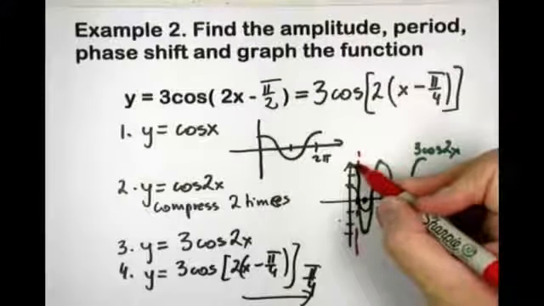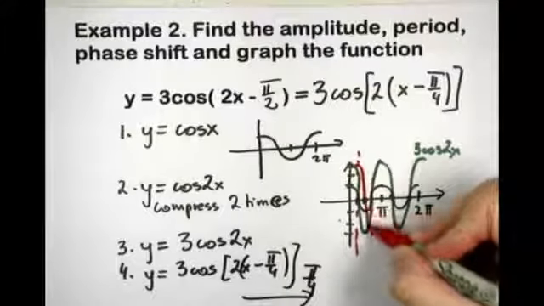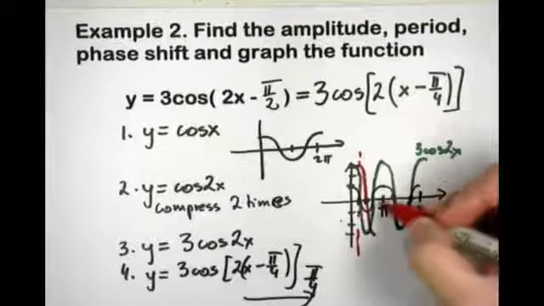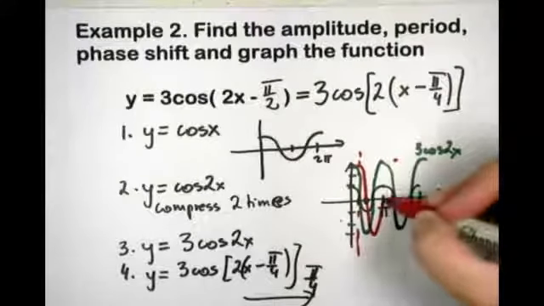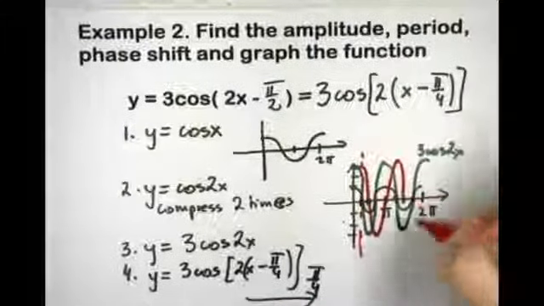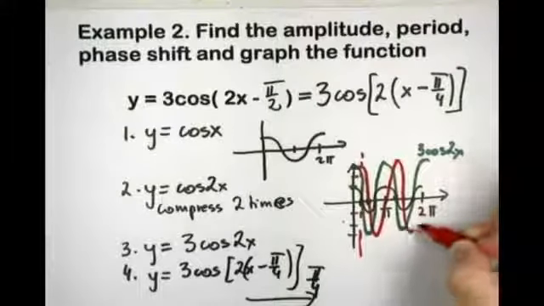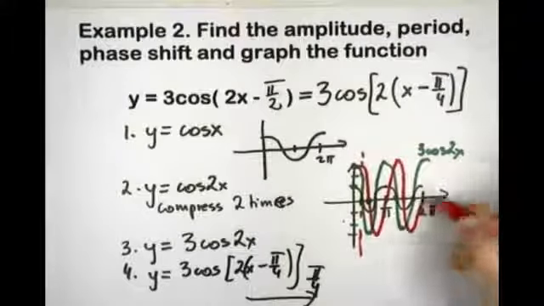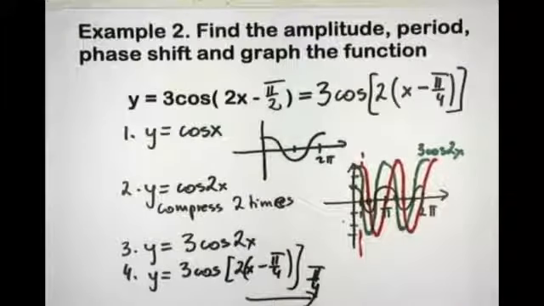So the graph starts from here, goes right here, then the 1 is going to be right here, and then the 0 is going to be right here. The 1 is moved to the right, the 0 is moved to the right, and the minus 3 is moved to the right. Here we go. So the red graph is my final answer.